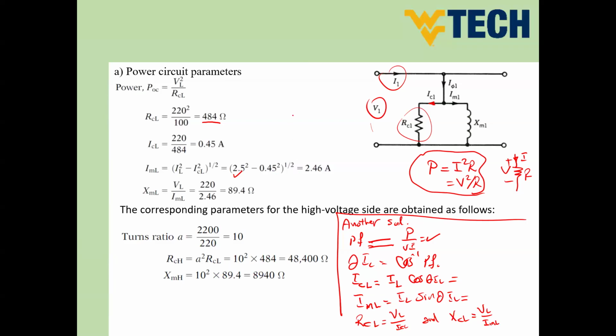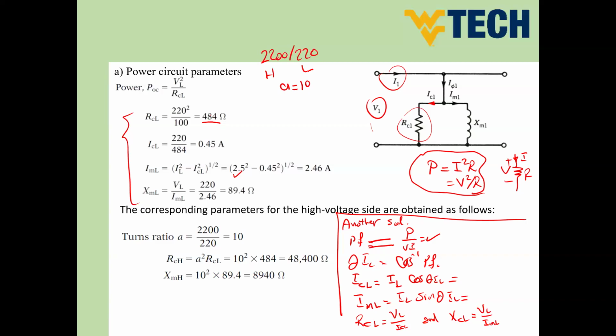Here in this example, guys, he asked to calculate the parameters referred to both sides, the low voltage and high voltage side. So this side here is the low voltage side. We got now RCL and XML. We need to have RC high and XM high. So in order to do that, we need to refer the parameters from the low voltage side to the high voltage side. Again, this transformer is 2200/220, so this is the high, this is the low. So our turns ratio equals 10.